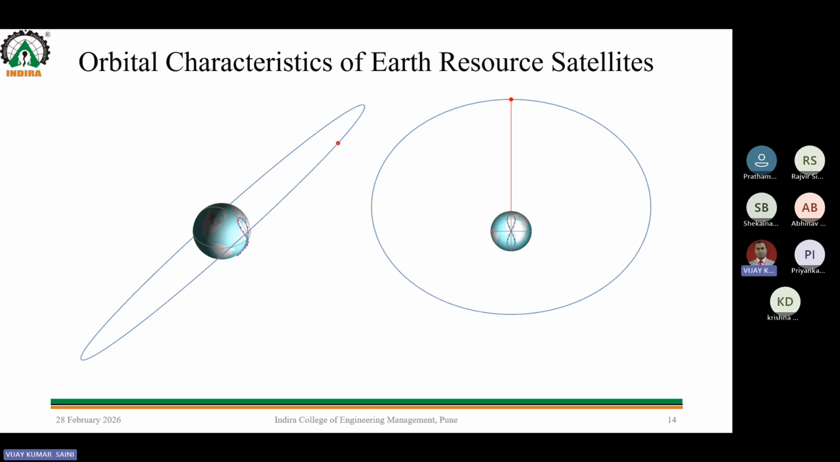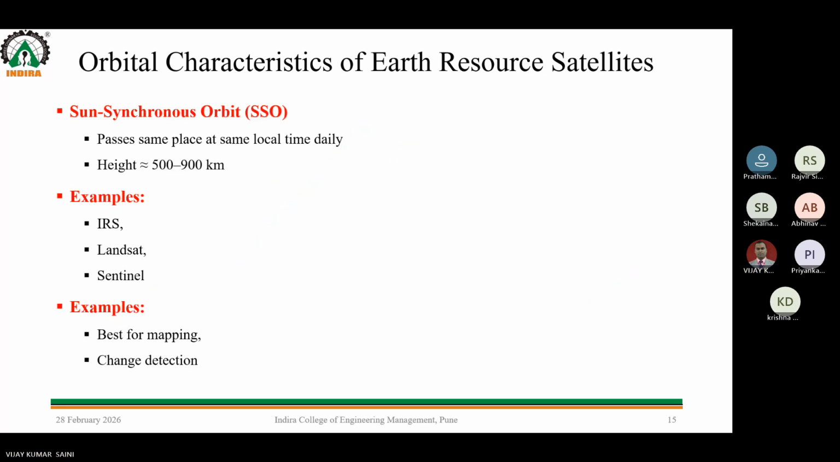So moving ahead, we have another one, that is sun synchronous orbits. When we say sun synchronous orbit, basically it passes over the same place at the same local time daily. According to the sun, a day is somewhat like 24 hours, right? So in that sense, it is basically rotating 24 hours.